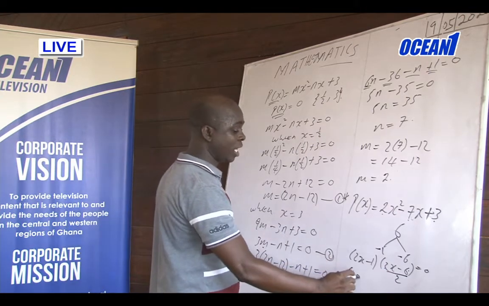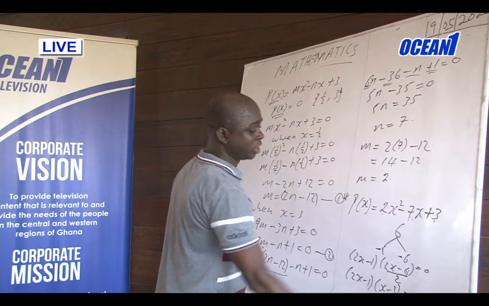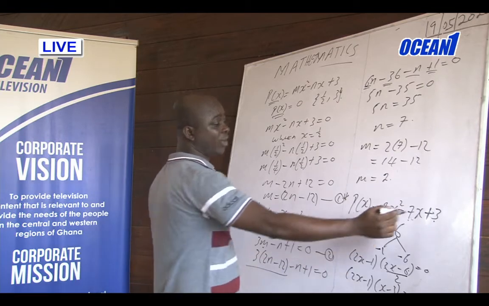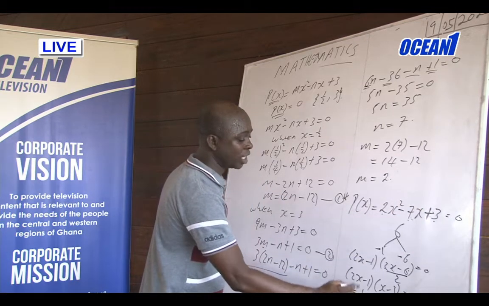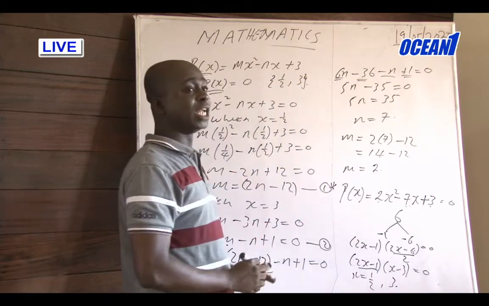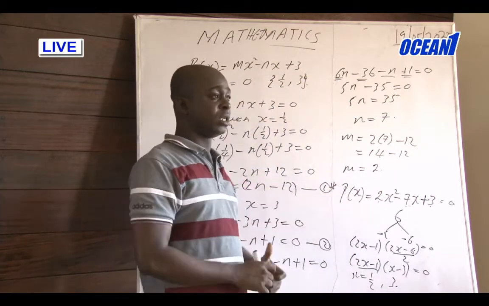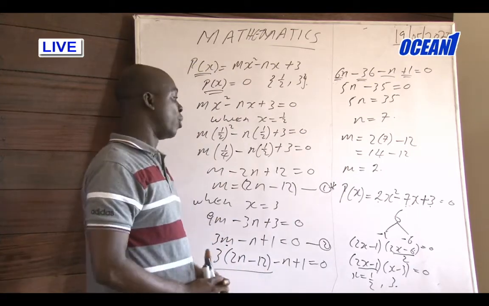So you are getting 2x minus 1, then x minus 1 as my factorization equal to 0. So if I'm solving this equal to 0, therefore my x will equal 1 and 2. That's when I put this one 0 or 0. So I know for sure that this result is correct. Then we have not messed up anywhere.